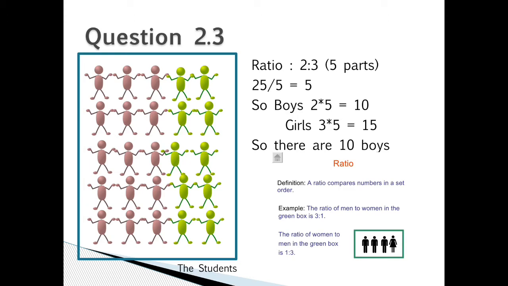In our example, we are given a class of 25 students. The ratio is 2:3, so there are 5 parts. So 25 divided by 5 is 5. So the number of boys is 2 boys for each of the 5 groups, which will equal 10. The number of girls is 3 times 5, which is 15. So there are 10 boys and 15 girls, 25 in total. But the question asked, how many boys were there? So there were 10 boys.